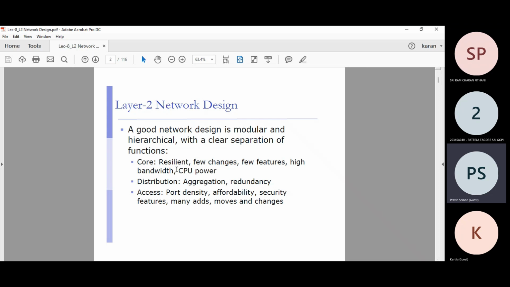Core is related to bandwidth. Distribution is related to aggregation and a redundant network. There is one path and another path, so there are two paths. If one goes down, the second starts automatically. Then the third one is access, where some security features are there.